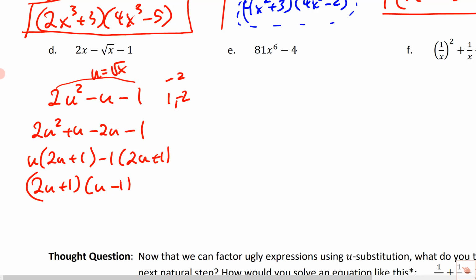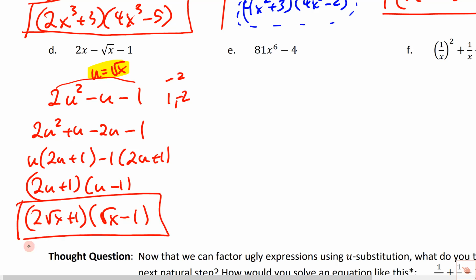So wherever there's a u, we're going to put a square root of x. So this is going to be 2 square root of x plus 1, square root of x minus 1, and that's it right there. So hopefully you're getting the hang of this. We're going to have u equal exactly half of that. So u equals x cubed.